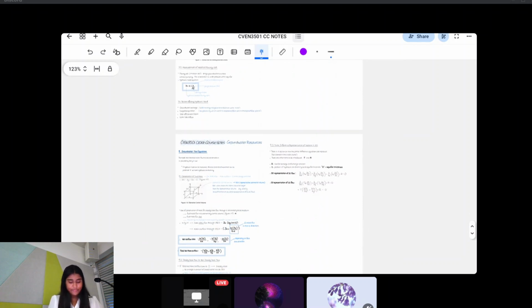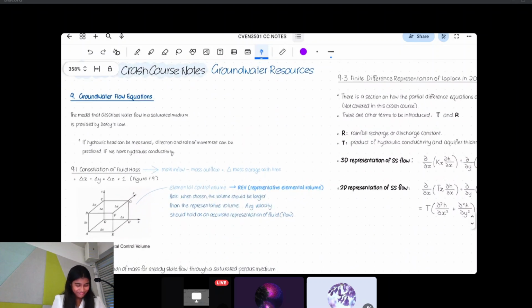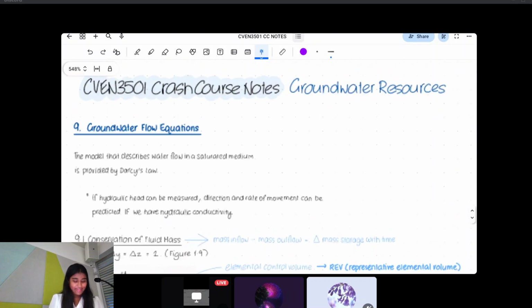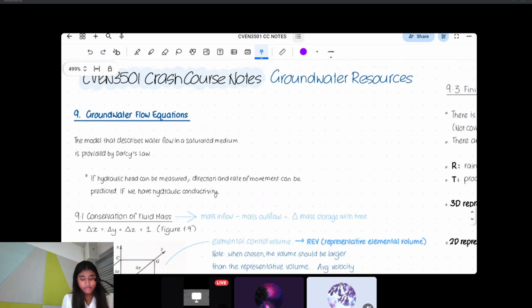All right. We are making okay time. And we're nearing the final section of the groundwater crash course. So now we're going to go through groundwater flow equations.